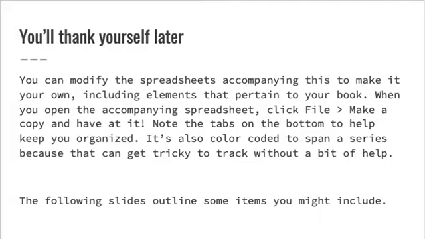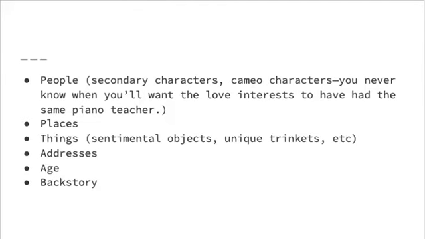The following slides outline some items you might include in your tracker. People, secondary characters, cameo characters. You never know when you'll want the love interest to have had the same piano teacher. Places, things, sentimental objects, unique trinkets, etc.